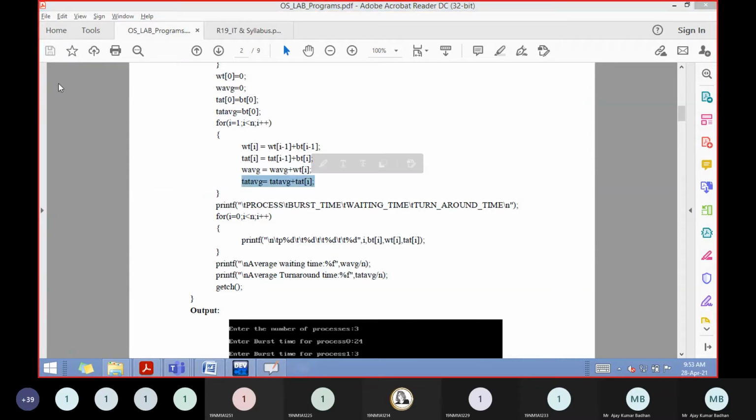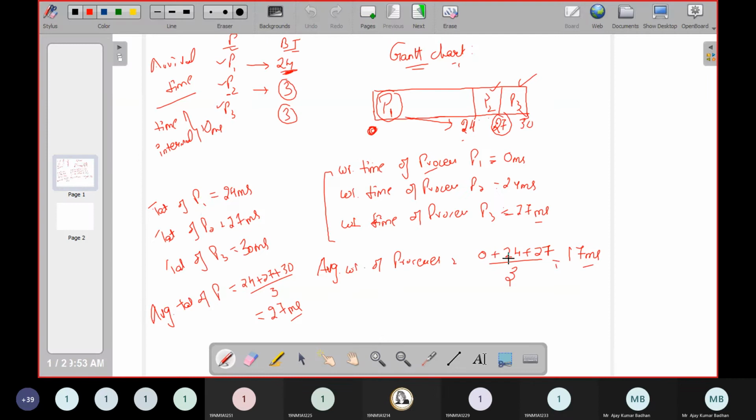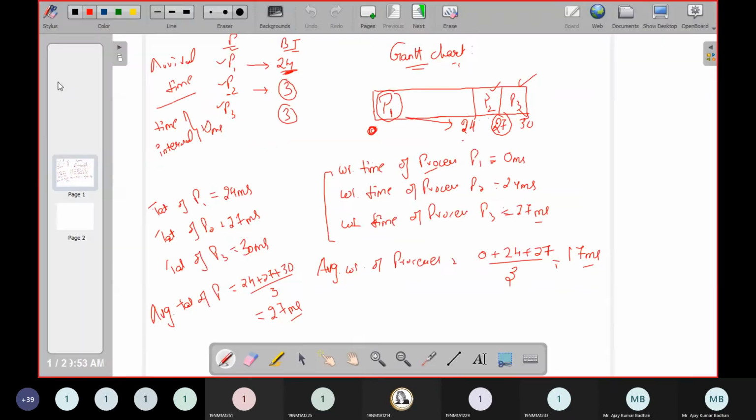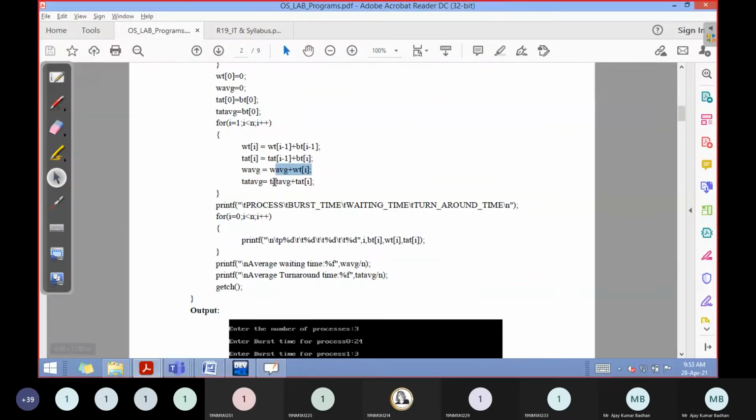So how much value do we have? 0 plus 24 plus 27 for the waiting time, for the average waiting time. This is what I'm doing. And for the turnaround time, 24 plus 27 plus 30. Since it is in a loop, in the first loop the value for this will be 24, and here it will be 24.